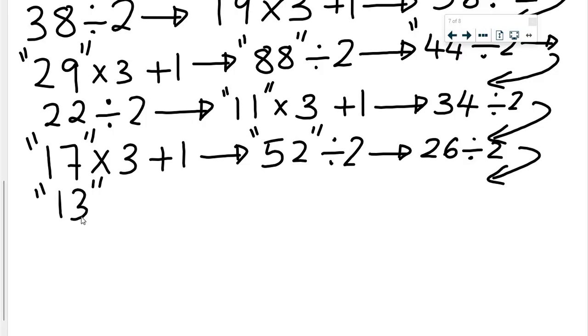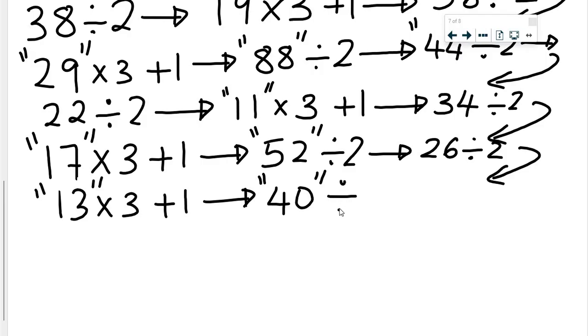13 is an odd number. Take 13 into 3, and the answer you get, add 1. What do you get? 13 into 3, add 1, that gives you 40. 40 is an even number. Divide by 2. Gives you 20.